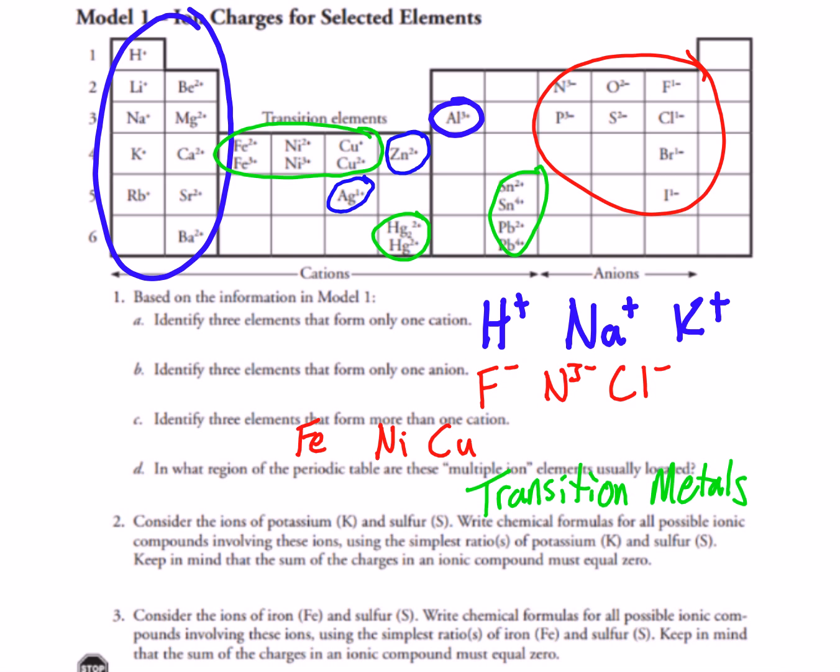So, number 2, consider the ions of potassium and sulfur. Write chemical formulas for all possible ionic compounds involving these ions using the simplest ratio of potassium and sulfur. Keep in mind that the sum of the charges in an ionic compound must equal 0. What did you guys put for this one?